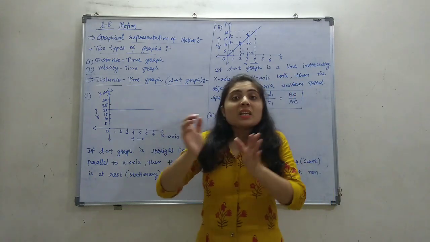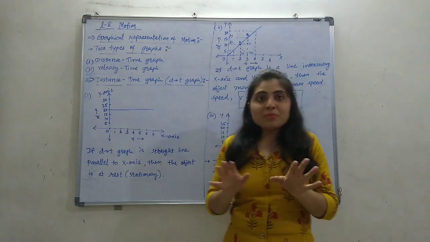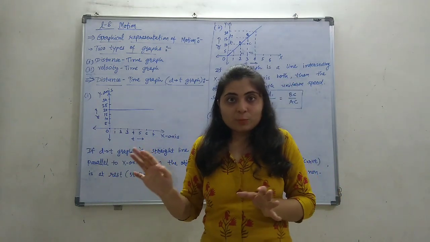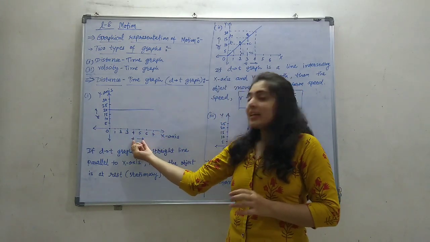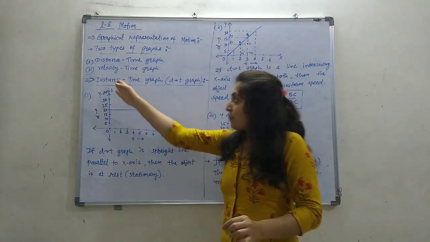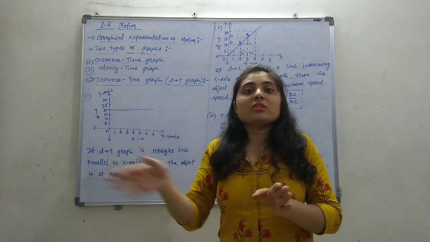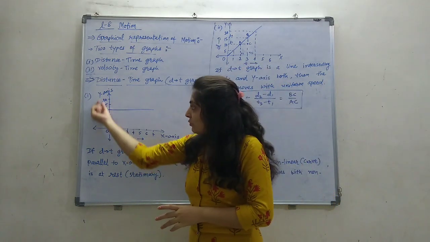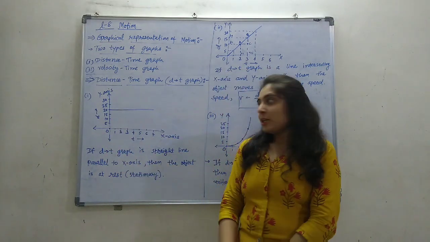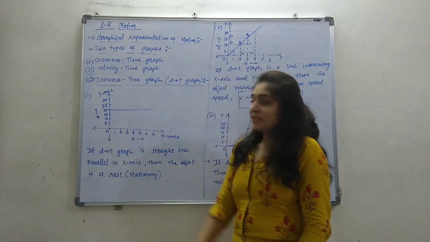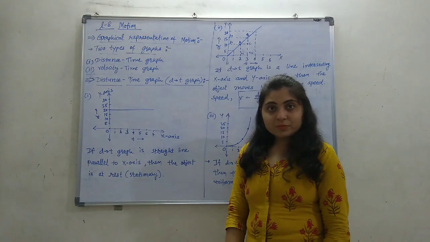The independent quantity will always be on the x-axis. Time is independent; time does not depend on anyone. So on the x-axis, I am representing time. The dependent quantity will be on the y-axis. In motion, the distance changes with respect to time, so distance will be on the y-axis. This simply represents the distance versus time graph.